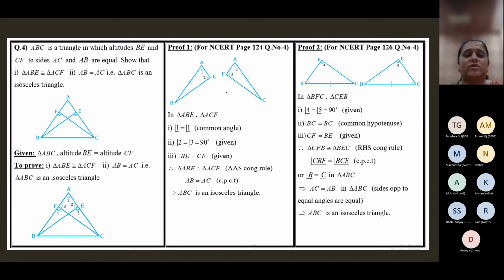In the same way, we take up the two triangles, children. See here. You can do it either way. This is also the proof for question number 4. I've just mentioned it, you can understand this. Page 126, question number 4, this is the proof. Proof 1 and proof 2 are for question number 4. You can also use proof 2 for question number 4 on page 126.